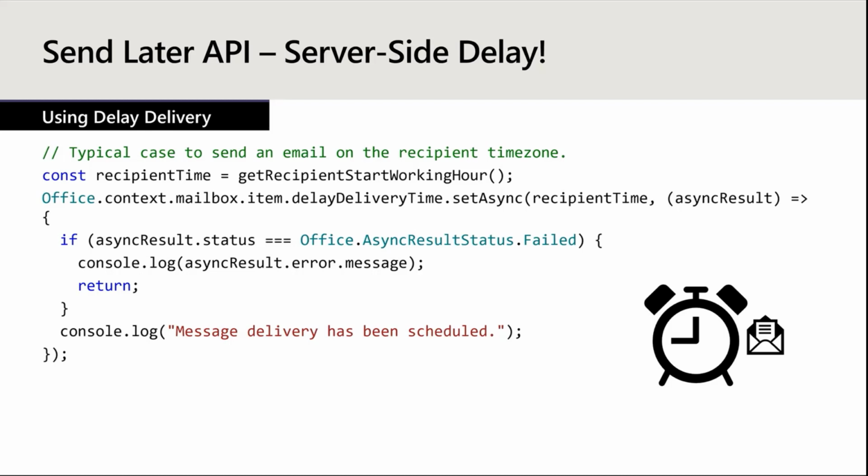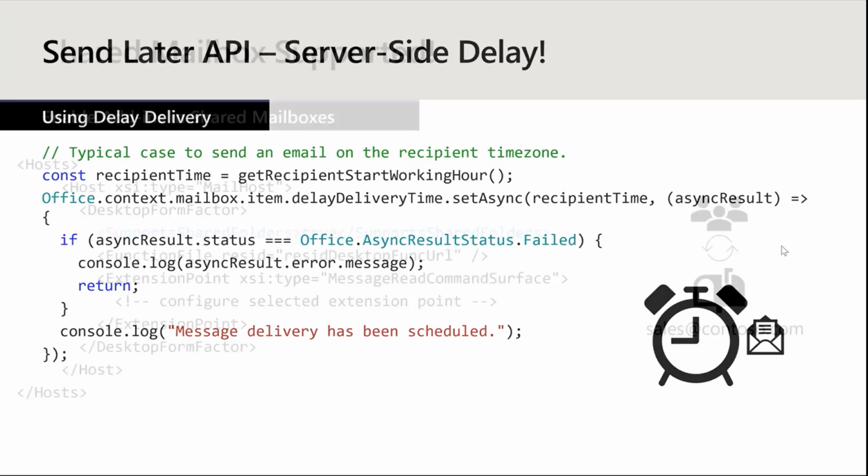This is not how the API works. The API, which is item.delayDelivery, is a server-side delay. So the email basically goes away, and it will be retained on the server and delivered when the time is reached. Evidently, you don't need to have Outlook open for this. So yes, there you go. So this is the API. It's very simple, very powerful, and needed for some scenarios.